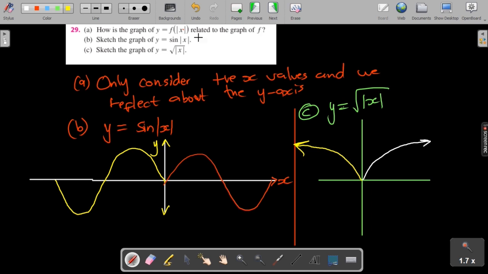So whenever you have such a case, you're only going to consider the positive side of the variable that you have in here. In this case, it's x. Then you're going to reflect that about the y. But if you ever have this case, then you're just going to reflect all negative y positions upwards so that all the y's are positive.